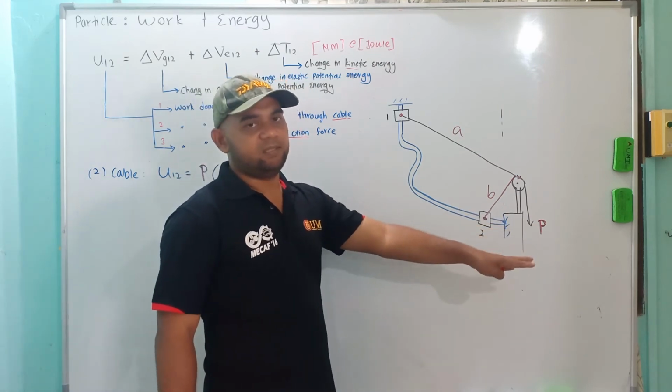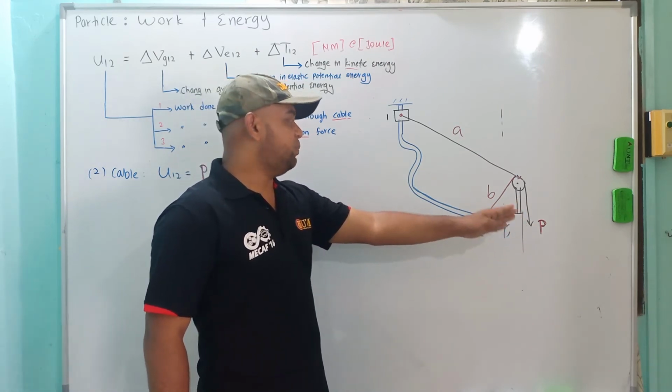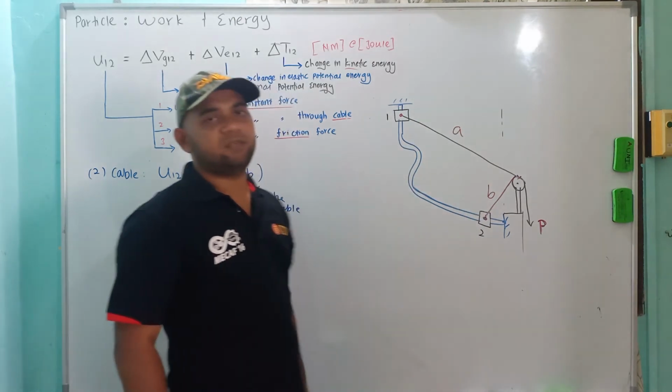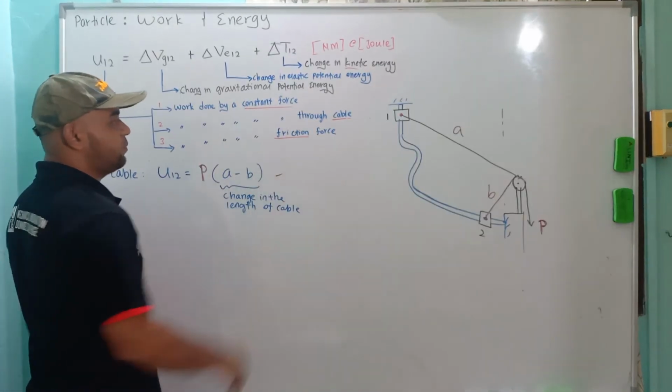P, take the P as it is. What is the value of P? Just put P and then minus these two, you get the constant force through cable.